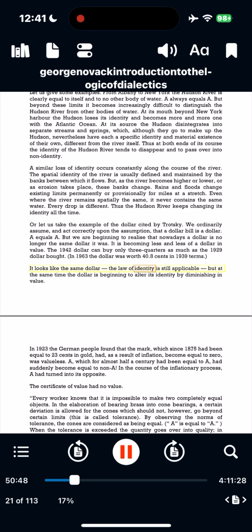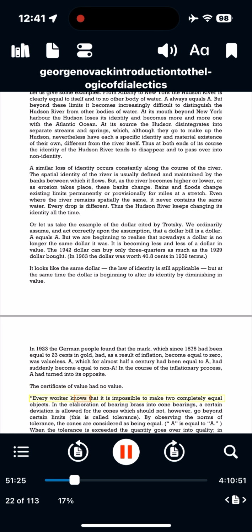It looks like the same dollar. The law of identity is still applicable, but at the same time the dollar is beginning to alter its identity by diminishing in value. In 1923 the German people found that the mark, which since 1875 had been equal to 23 cents in gold, had, as a result of inflation, become equal to zero, was valueless. A, which for almost half a century had been equal to A, had suddenly become equal to non-A. In the course of the inflationary process, A had turned into its opposite. The certificate of value had no value.